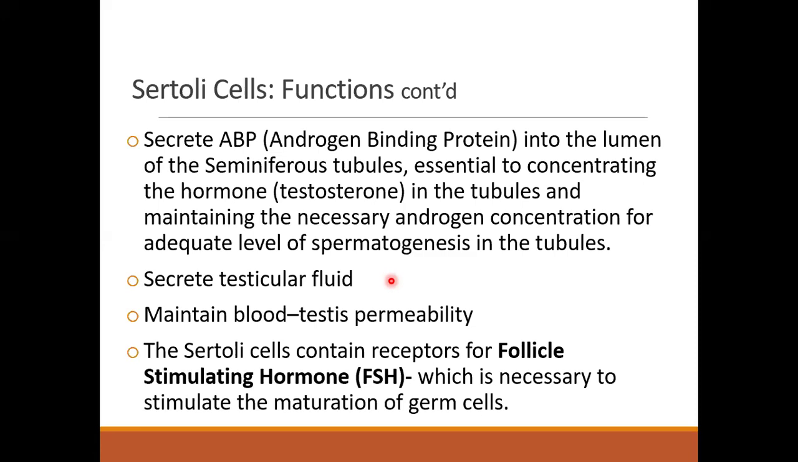And of course, through the blood-brain barrier, they maintain blood testis permeability. Sertoli cells contain receptors for follicle stimulating hormone, which is necessary to stimulate the maturation of germ cells. This is also very important. So you see that the Sertoli cells, one, produce the androgen binding proteins, which are receptors for testosterone. Now, they are also producing receptors for follicle stimulating hormone.